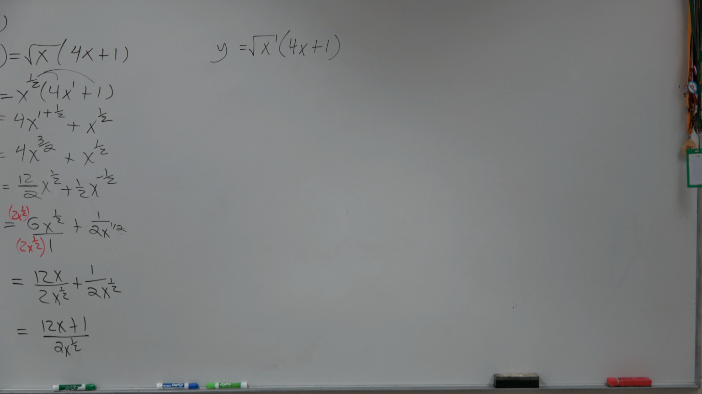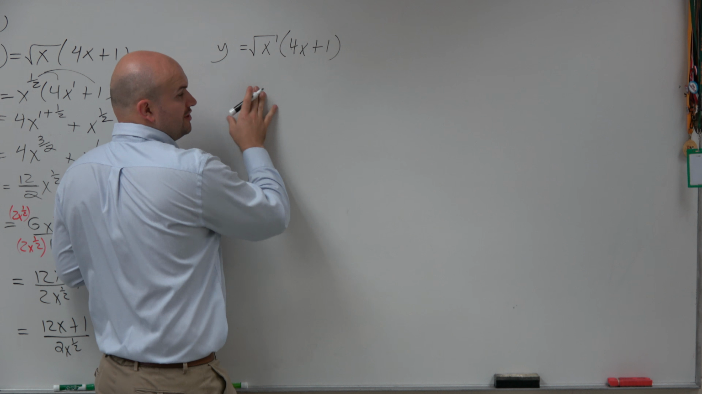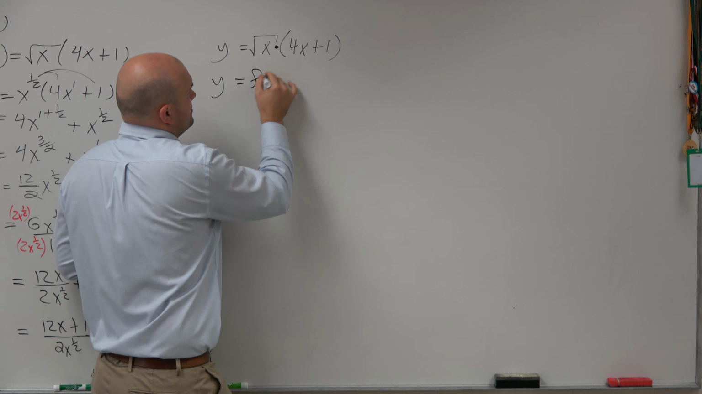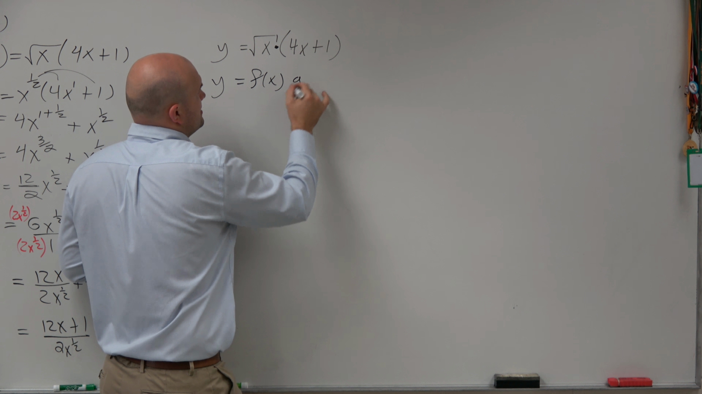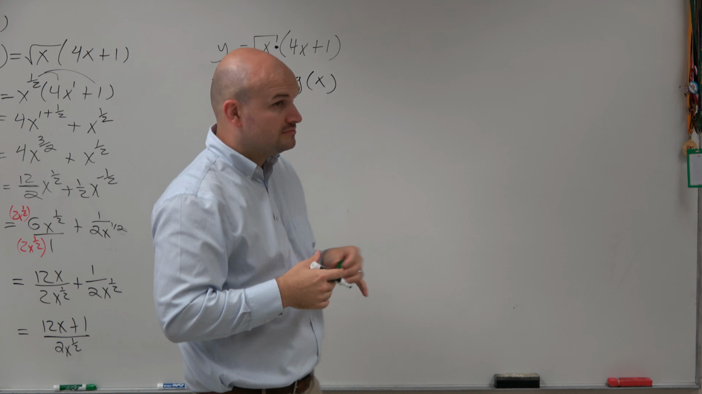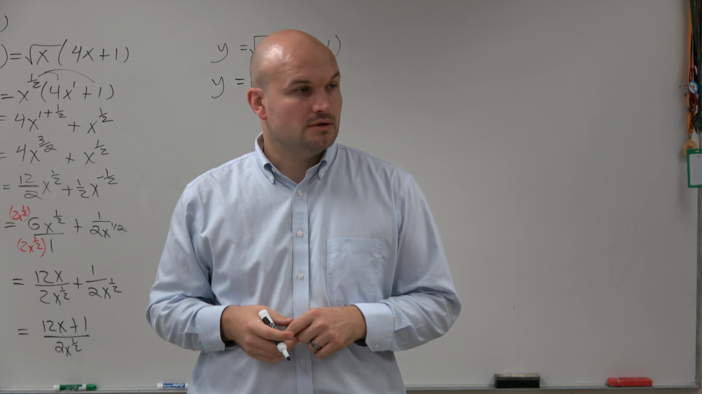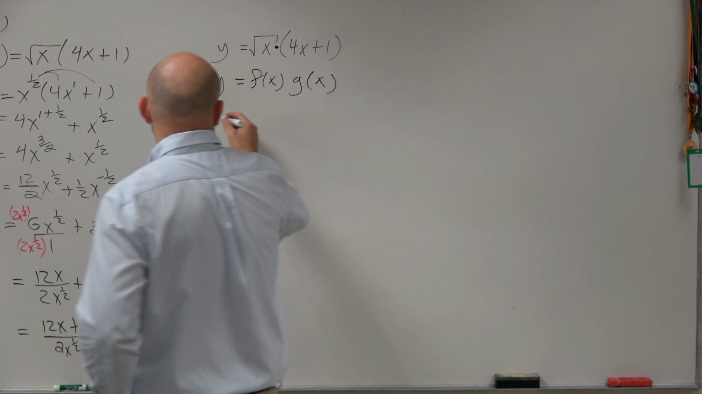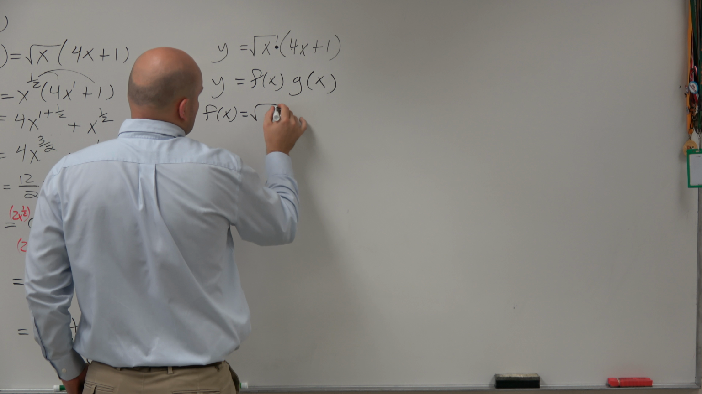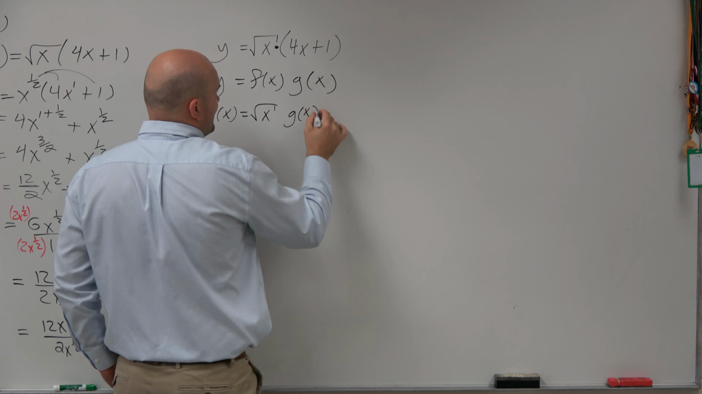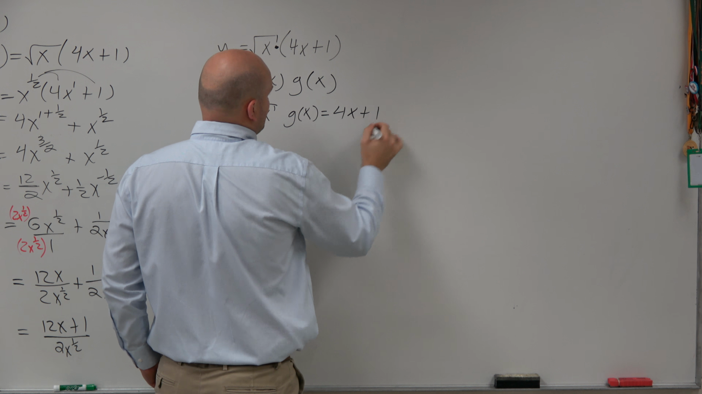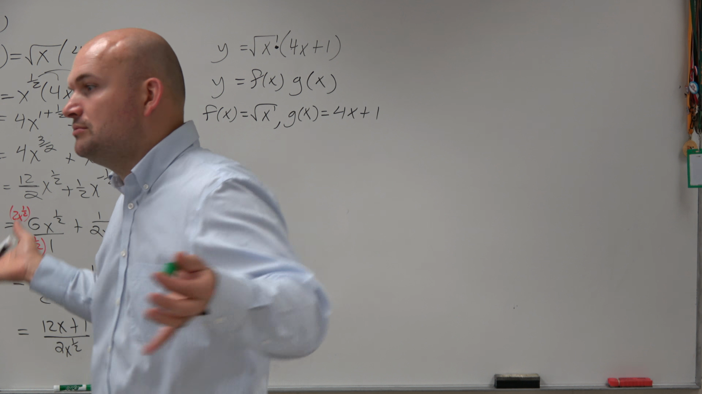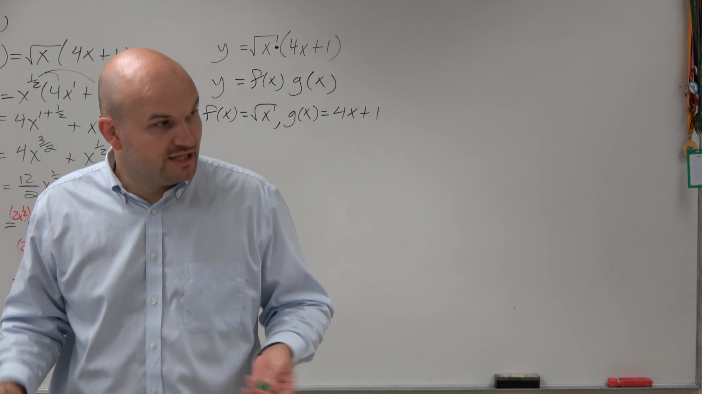Ladies and gentlemen, if you look at this, would you guys agree that this is basically a product of two functions? y equals f of x times g of x. Could you agree with me that this would be a product of two expressions? Or we could say f of x is equal to the square root of x, and g of x is equal to 4x plus 1. Would you agree that would be an understandable interpretation of this problem?